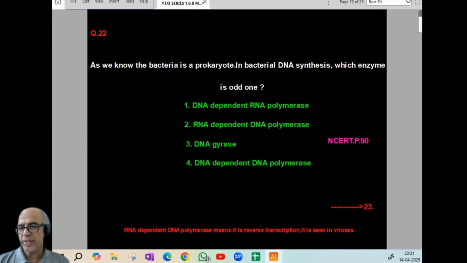RNA-dependent DNA polymerase means it is connected with the procedure reverse transcription. So it is in viruses. So your possibility is option 2. So RNA-dependent DNA polymerase means reverse transcription. It is seen in viruses. So 22, it is 2.